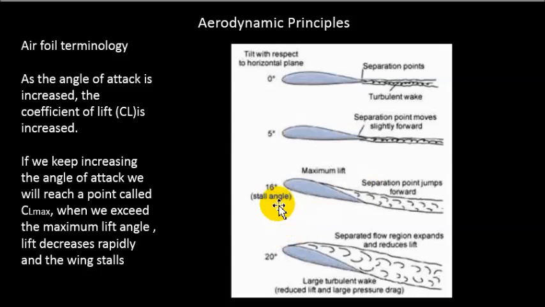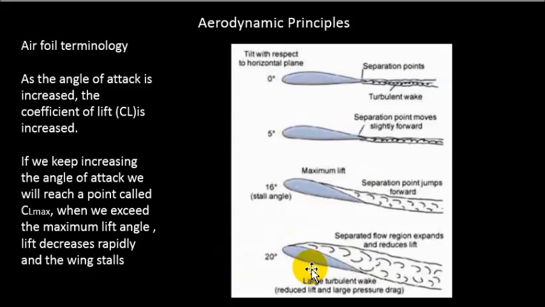This is basically the stall angle. Now, if we keep pulling the nose up to 20, we're not going to get any lift, and the airflow is actually separated from the wing. So there's no laminar airflow sticking to the wing, creating lift anymore.